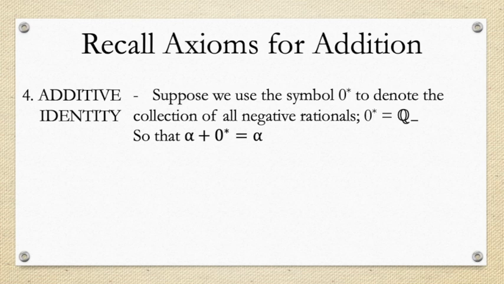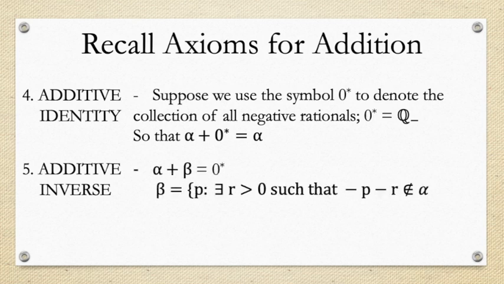For the 5th axiom, we have additive inverse. We need to show that alpha plus beta equals 0 star, which means beta will be the set of all rationals such that there is a number r greater than 0, such that negative p minus r is no longer in alpha. So if addition is the sum process, it's an addition of cuts. What about multiplication?